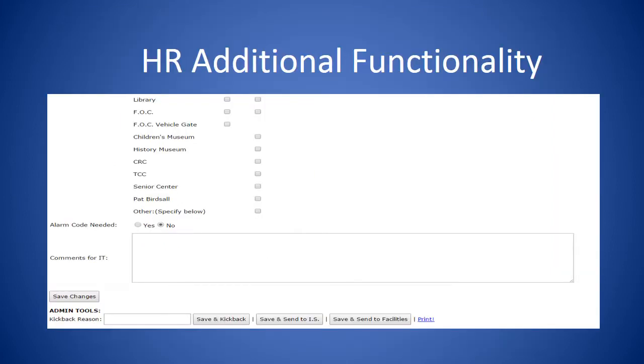Once HR has received the form, the review of the form will be just as the process initiator, except they will have an additional functionality at the bottom of the screen to allow them to send back the process if there are errors, send to IT if there are IT needs, or send to facilities if hard keys are requested.